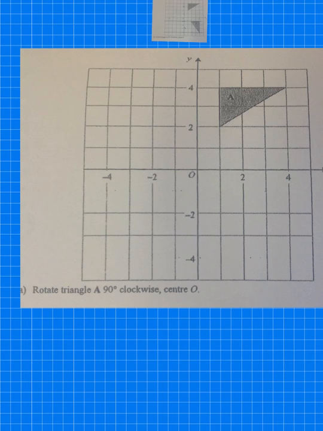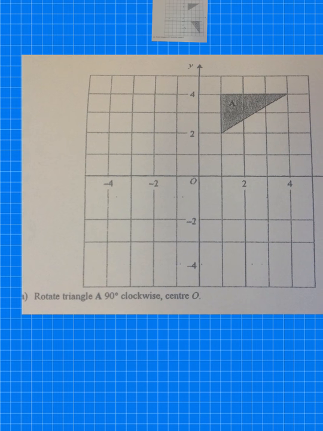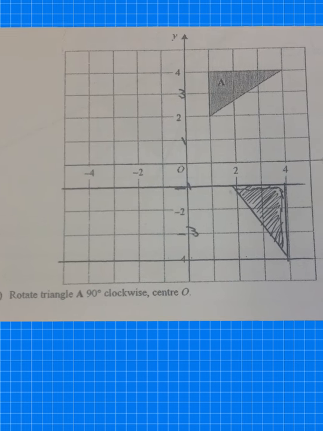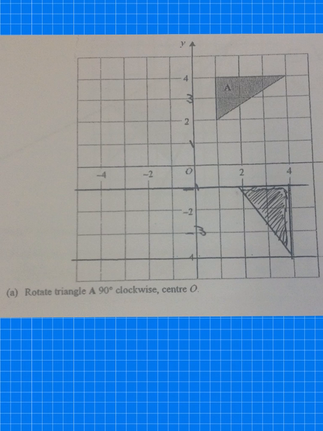Okay, here we have a question, just a standard rotation question. Rotate triangle A, which is this triangle here, 90 degrees clockwise with the center O. And I've done the answer here. I'll just bring the answer down. Okay, we can see here's our new shape, and it's been rotated 90 degrees clockwise, which is 1 turn to the right, and the center is the origin, so the pencil goes there. So trace it, put your pencil here, move it 1 to the right, and you get it there.